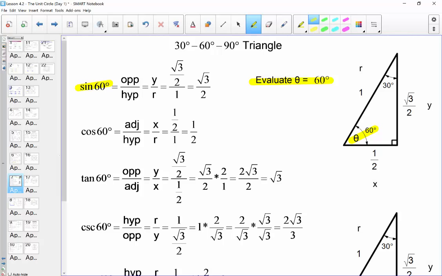So the sine of 60 is equal to the opposite side, square root of 3 over 2, over the hypotenuse 1, which reduces to square root of 3 over 2. The cosine of 60 is equal to the adjacent side, 1/2, over the hypotenuse 1, which reduces to 1/2. The tangent of 60 equals the opposite side, square root of 3 over 2, over the adjacent side, 1/2. We're going to multiply by the inverse of the denominator, so square root of 3 over 2 times the inverse, 2 over 1, equals 2 times the square root of 3 over 2. The 2's cancel, and we're left with the square root of 3.